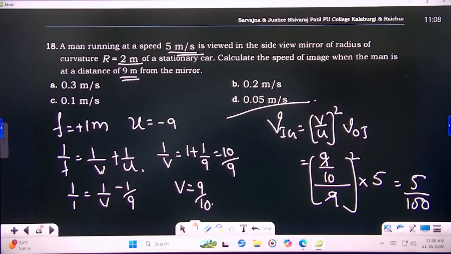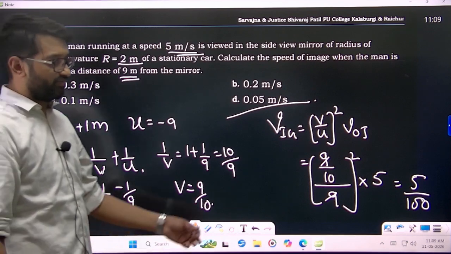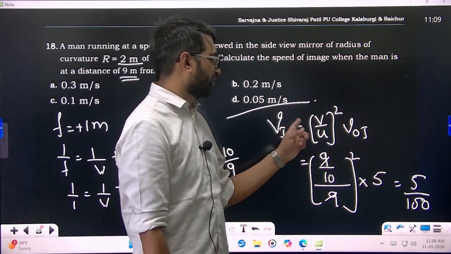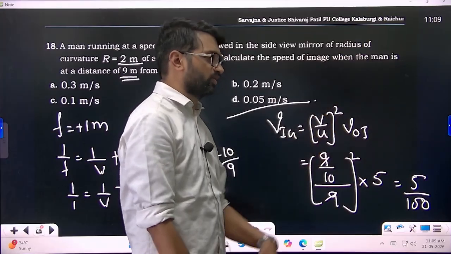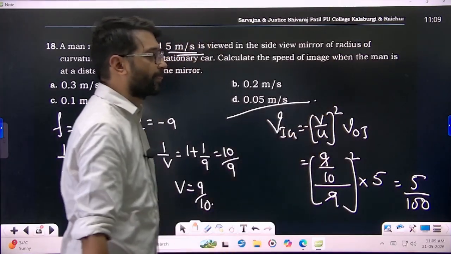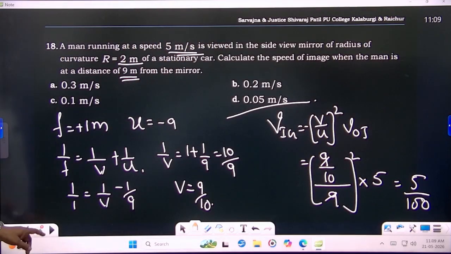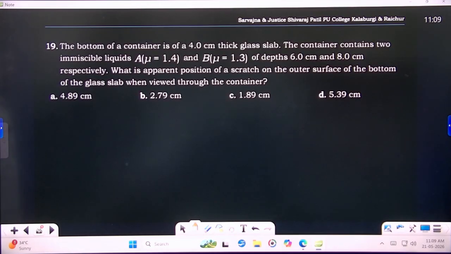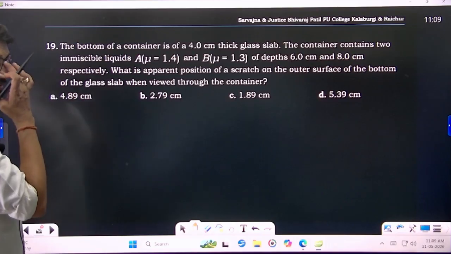This is the velocity of the image. Velocity of image is minus of v by u whole square into velocity of the object. You get minus over here. Okay. Next. The bottom of the container is a 4 centimeter thick glass slab.